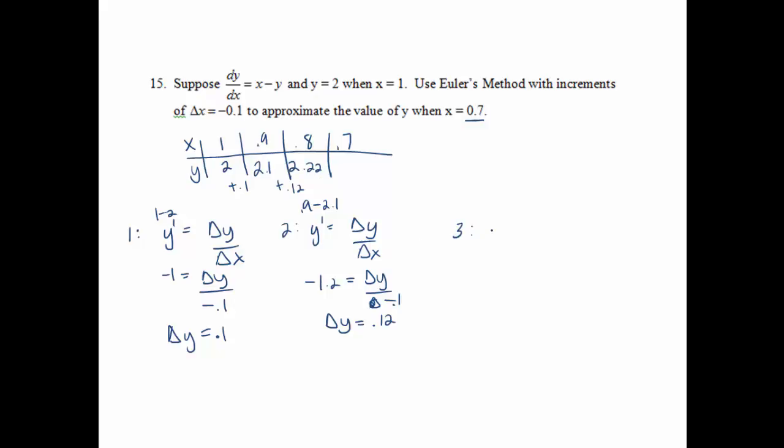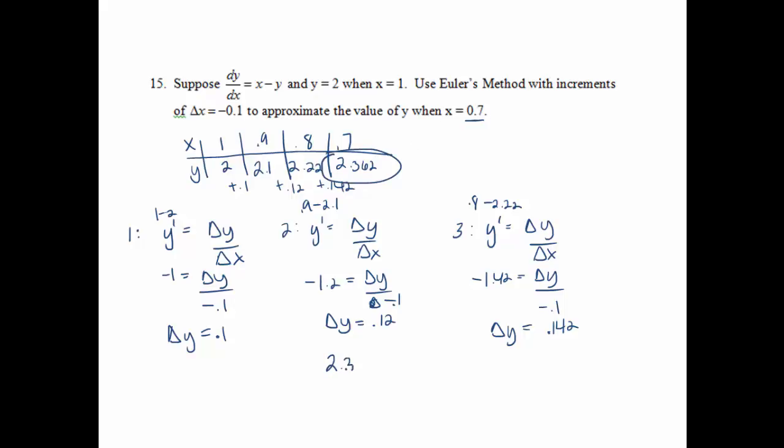And so, ready for step 3, we're going to have y prime equals delta y over delta x. My y prime will be x minus y, so it will be 0.8 minus 2.22. That will give me negative 1.42, and that will equal delta y over delta x, which is negative 0.1. If I cross multiply, I'll get delta y equals positive 0.142. So I will add 0.142 to that y value, and that will give me 2.362. The question asked me to find the value of y when x equals 0.7, so that value would be 2.362.